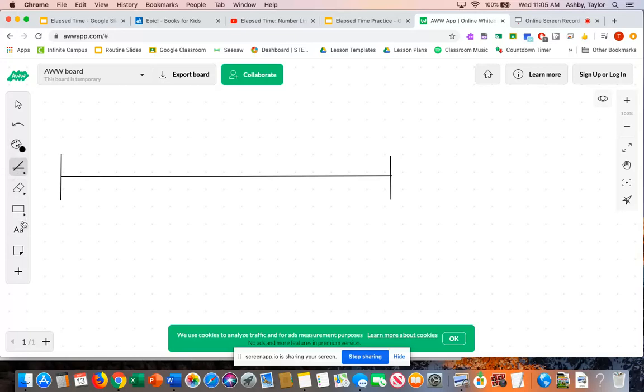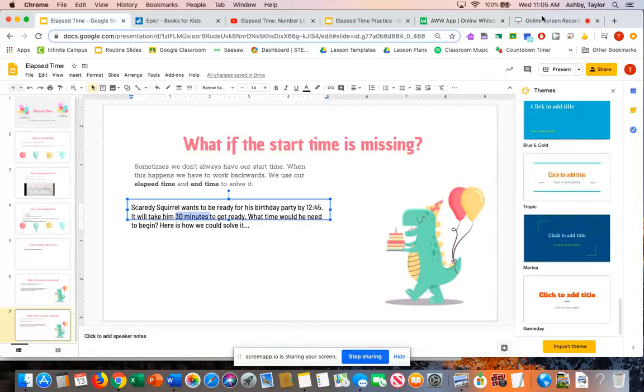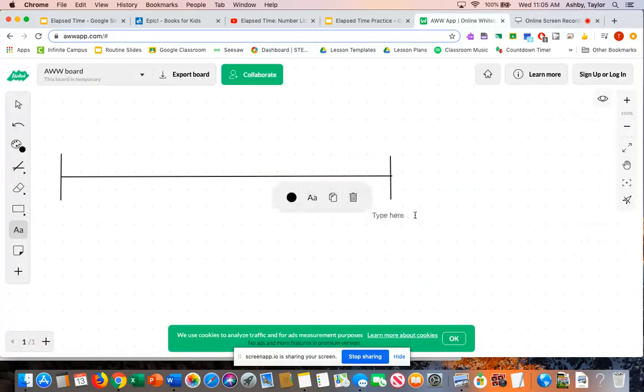Okay, here's the information that we know. We know what our end time is. Our end time is 12:45. We also know our elapsed time. Our elapsed time is 30 minutes. We need to start by making those hops or jumps backwards from 12:45 to get to our start time.